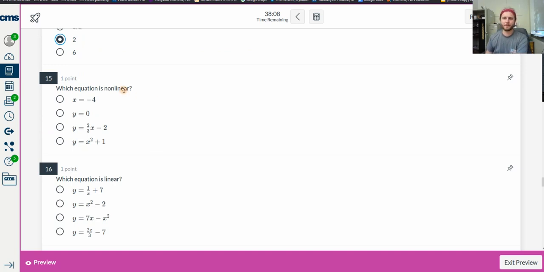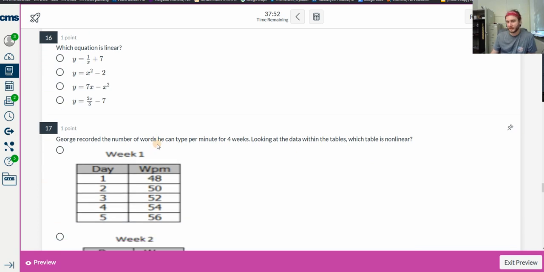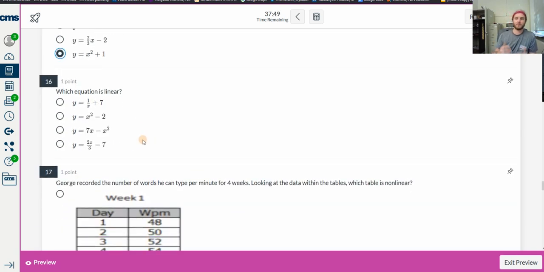Moving on to number 15, which equation is non-linear? Remember, non-linear means that there is a variable with an exponent. So it's going to be that one. All right. For number 16, which equation is linear? So again, we want to make sure we avoid anything where x has an exponent, so it's not b and it's not c. We also want to avoid having x in the denominator. It cannot be in the denominator, it has to be in the numerator to be okay. So it's going to be this one.